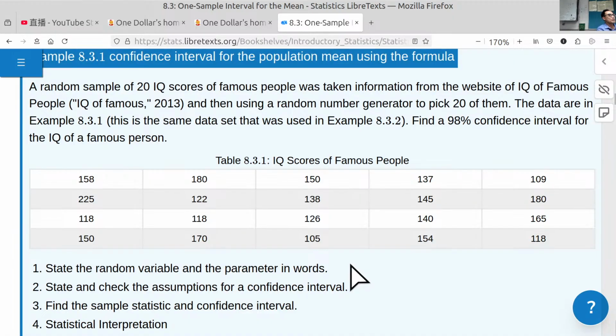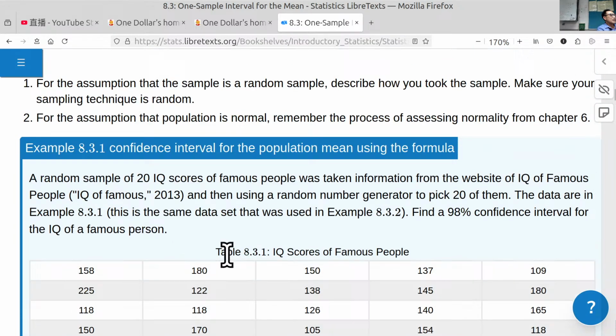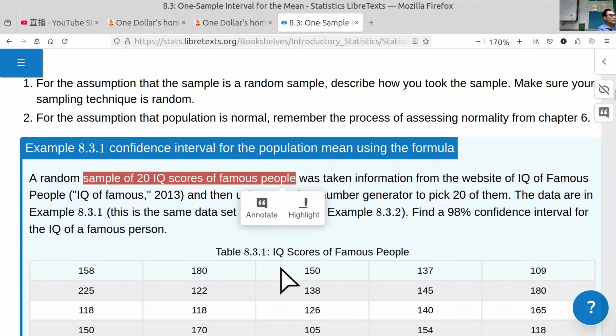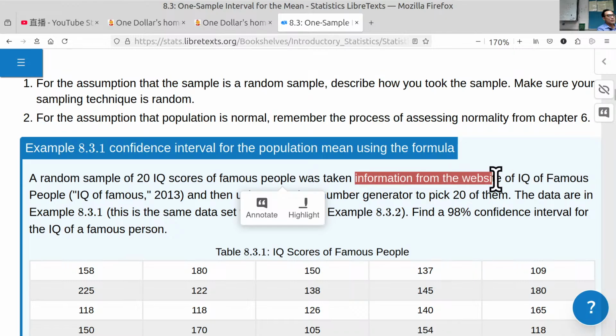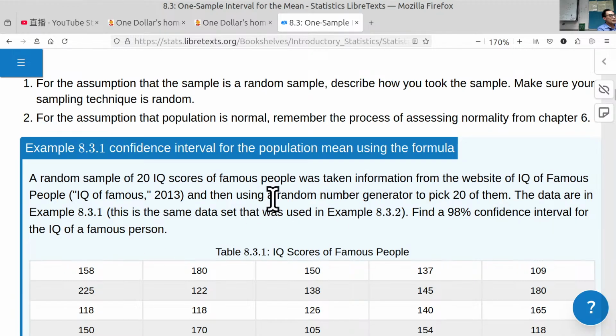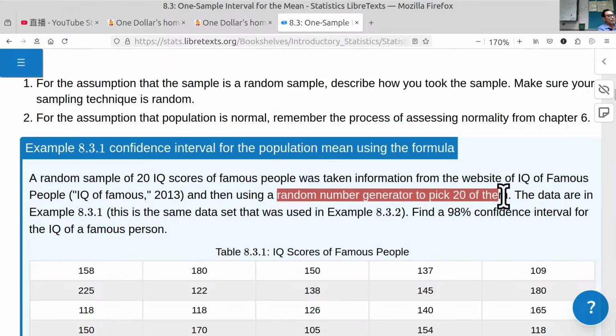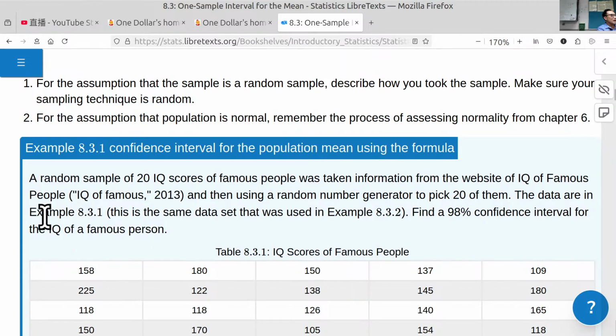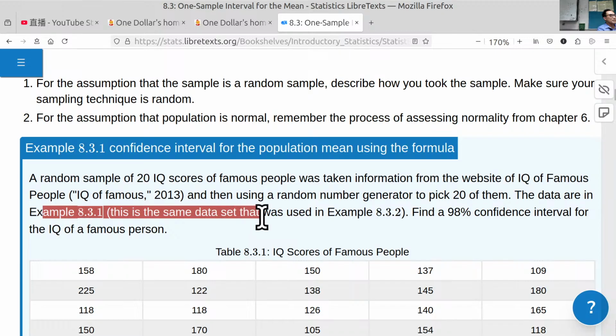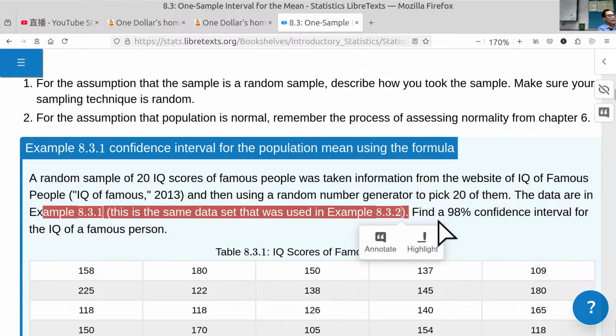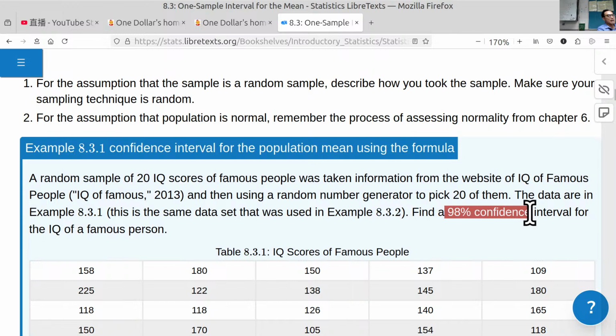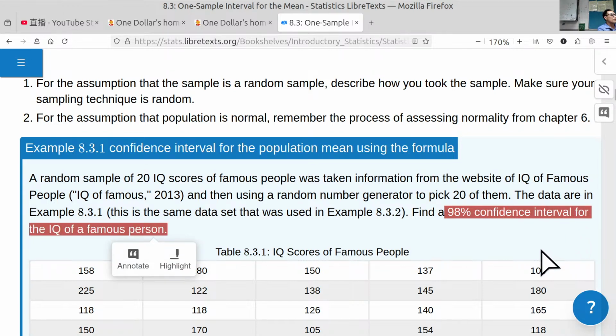Yeah, a similar question. We did it last class. Example 8.3.1, confidence interval for the population mean using the formula. A random sample of 20 IQ scores of famous people was taken from a website, then we used a random number generator to pick 20 of them. The data are in example 8.3.1. This is the same data set used in the second one. Okay, find the 98% confidence interval of the IQ of a famous person.